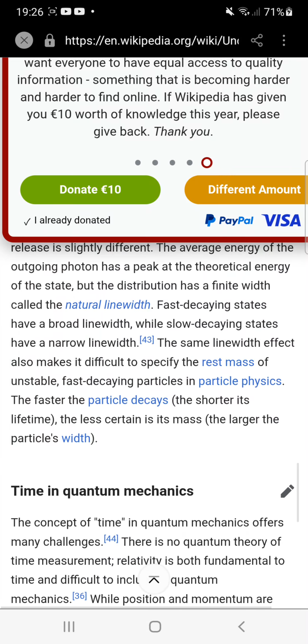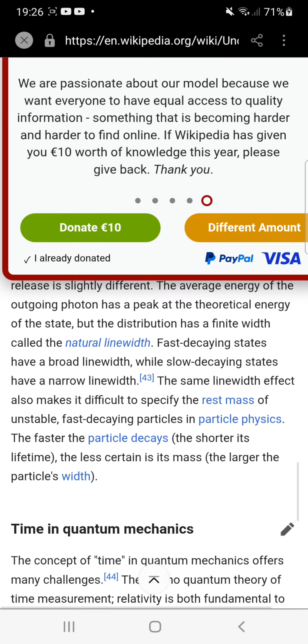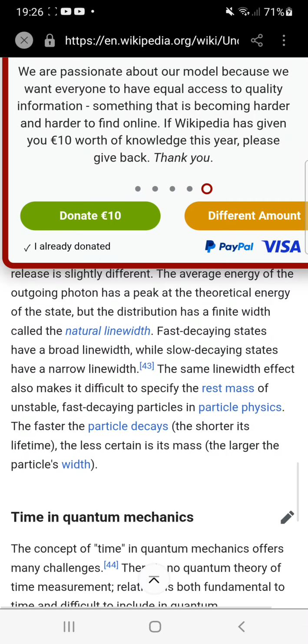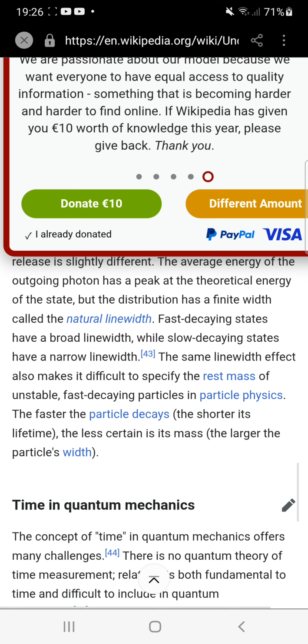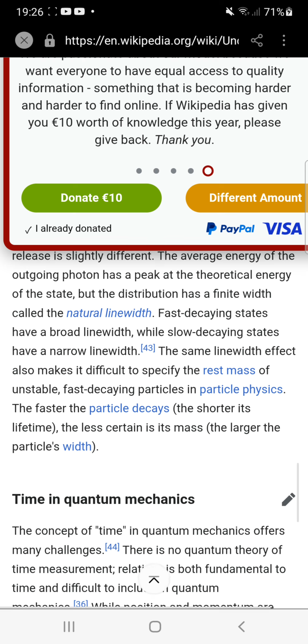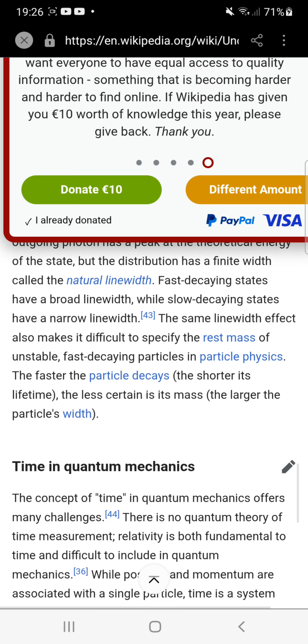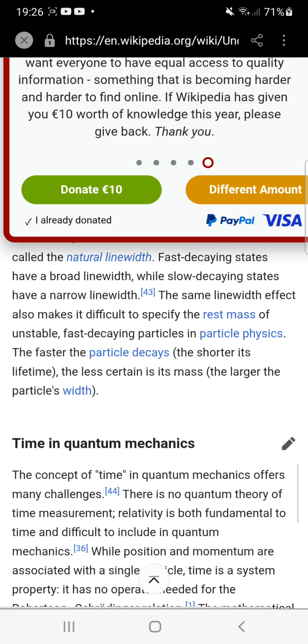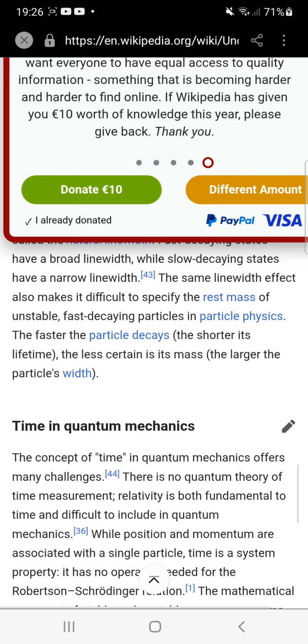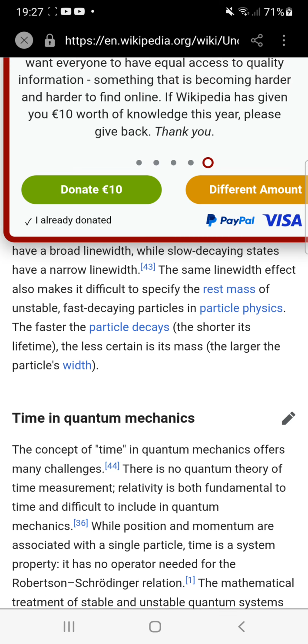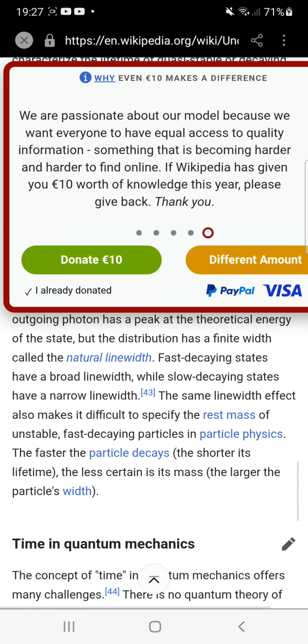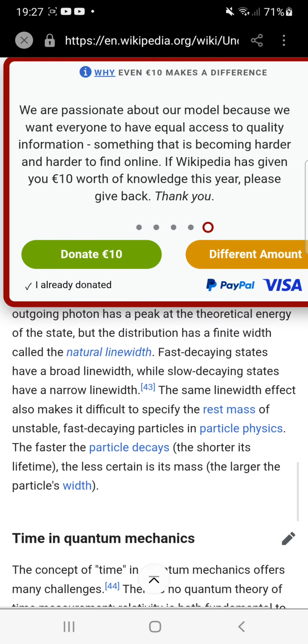The average energy of the outgoing photon has a peak at the theoretical energy of the state, but the distribution has a finite width called the natural line width. Fast decaying states have a broad line width, while slow decaying states have a narrow line width. The same line width effect also makes it difficult to specify the rest mass of unstable, fast decaying particles in particle physics. The faster the particle decays, the shorter its lifetime, the less certain is its mass, the larger the particle's width.